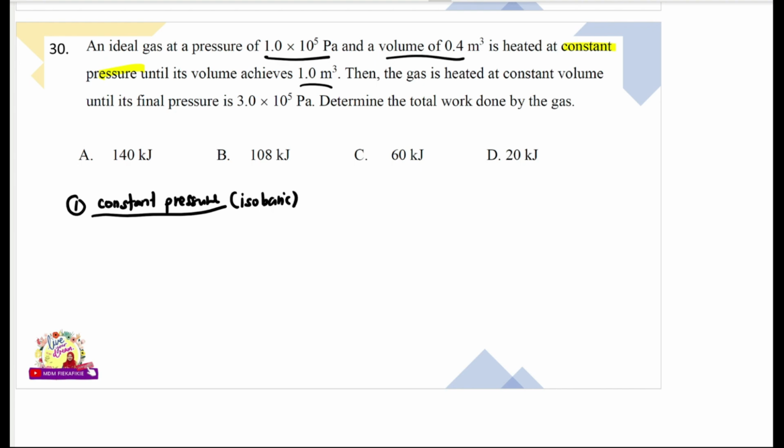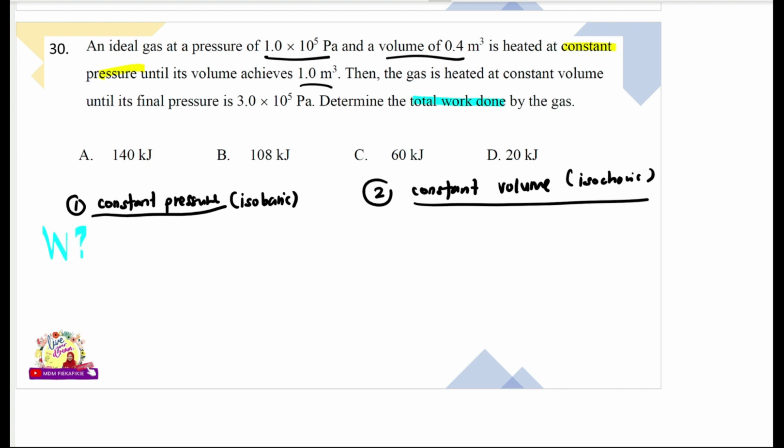So kita nak kira apa? The total work done. So bila total work done, okay, kita mesti nak kira, nantilah, W masih dekat sini. Okay. And for the second part, the gas then heated. Second process, the gas then heated at constant volume. So this one is constant volume. So this one is isochoric. Okay, always remember, bila constant volume, W work dia adalah kosong.